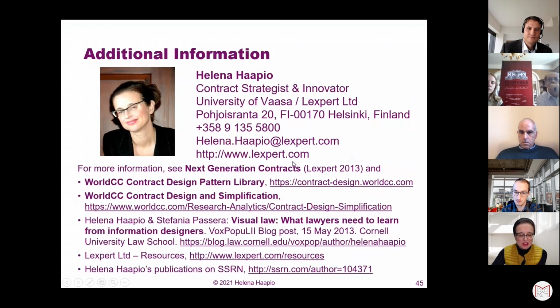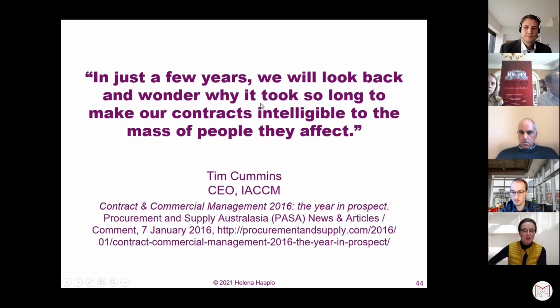So here's where you can find more information about these things. I'm going to send you a summary if you're interested, so you can find the resources. And I'll conclude with Tim Cummins, who says that in just a few years, we will look back and wonder why it took so long to make our contracts intelligible to the mass of people they affect.